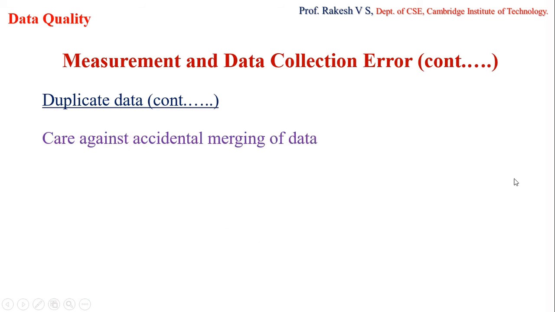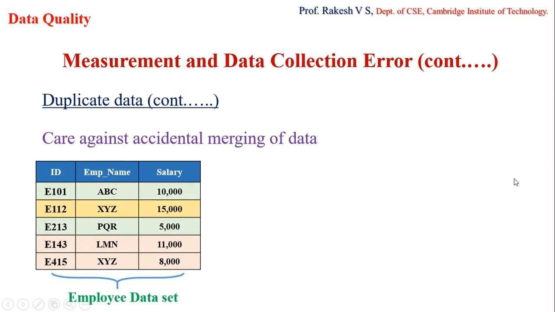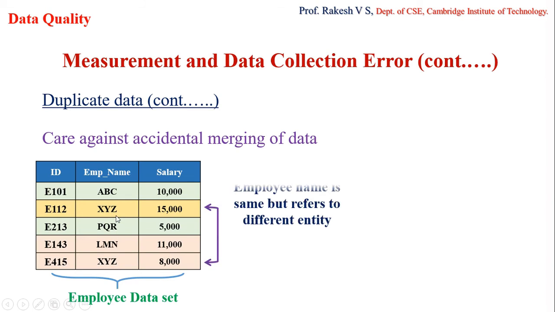There might be one more case. We have to take care against accidentally merging data. Say consider the same employee set, and here when I see the employee ID, I know that these are different employees, but the employee name is the same. So I also see the next column, salary, where the salary is different. Since the employee name is the same, it doesn't mean that these two are the same entity, so we should not merge them. Here the employee name is the same, but it refers to a different entity, and hence it will not be merged.